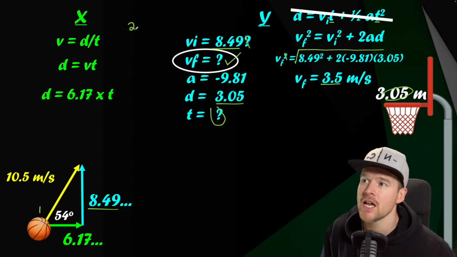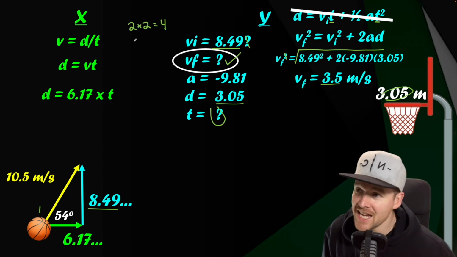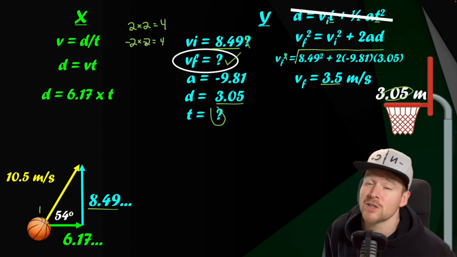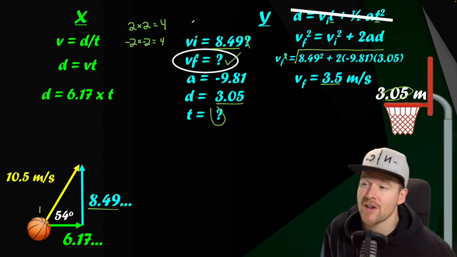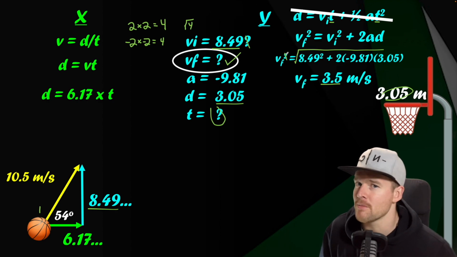Think, if I take 2 times 2 is equal to 4, I could also take negative 2 times negative 2, which is also equal to 4. So if I was going to take the square root of 4, well, I have 2 things: either positive 2 or negative 2. Both of these multiply by themselves to give you 4.